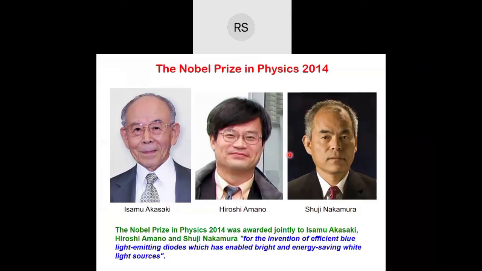For the discovery of these LEDs and lasers, the Nobel Prize in Physics was given in 2014 to Professor Akasaki, Professor Amano, and Professor Nakamura from Japan.